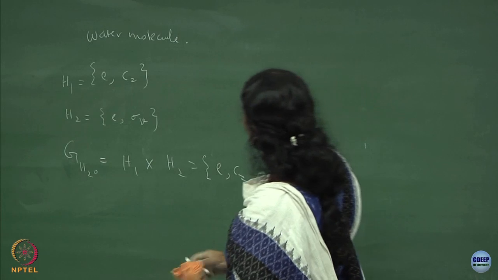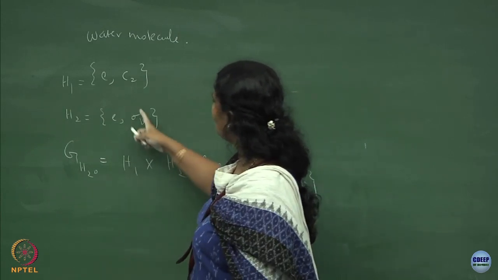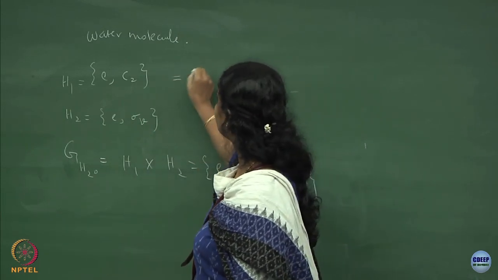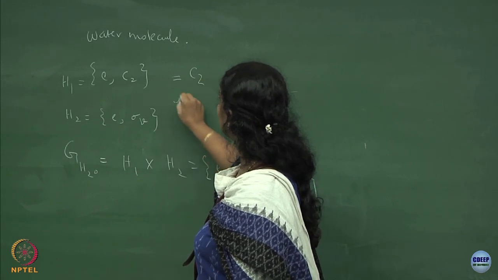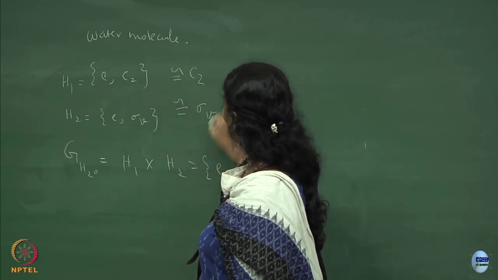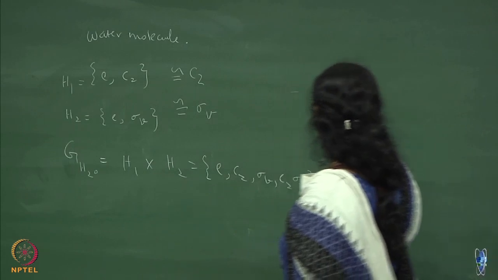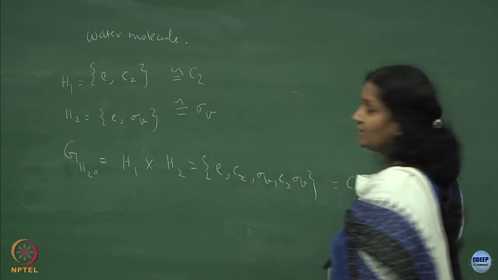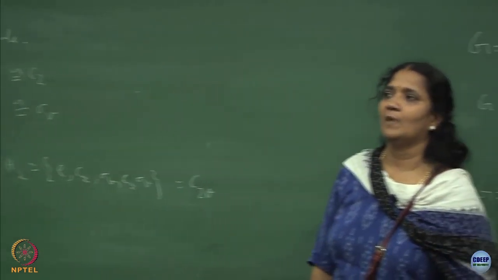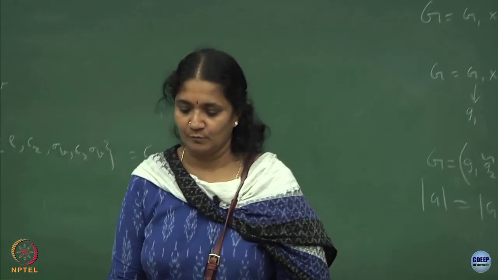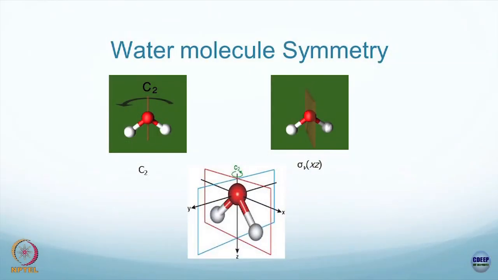And this group where you take a C 2 group, and this is called a sigma V group, and this direct product is sometimes shown as C 2 V. Okay, so that is for explaining that.